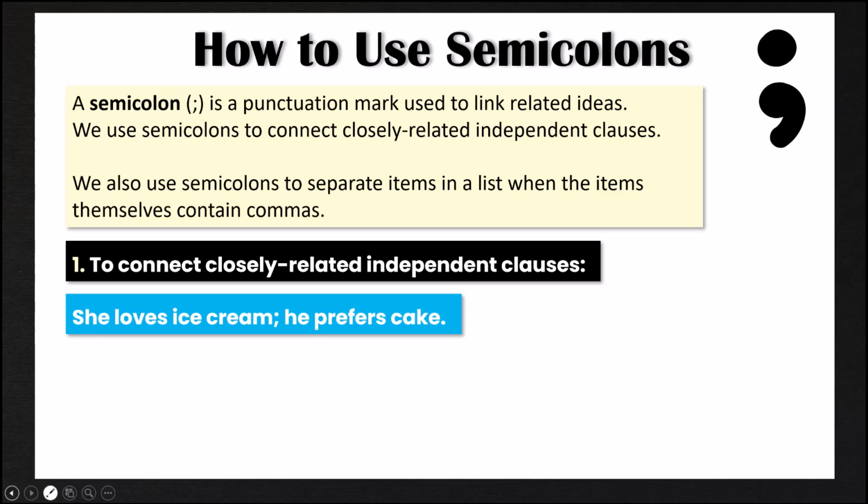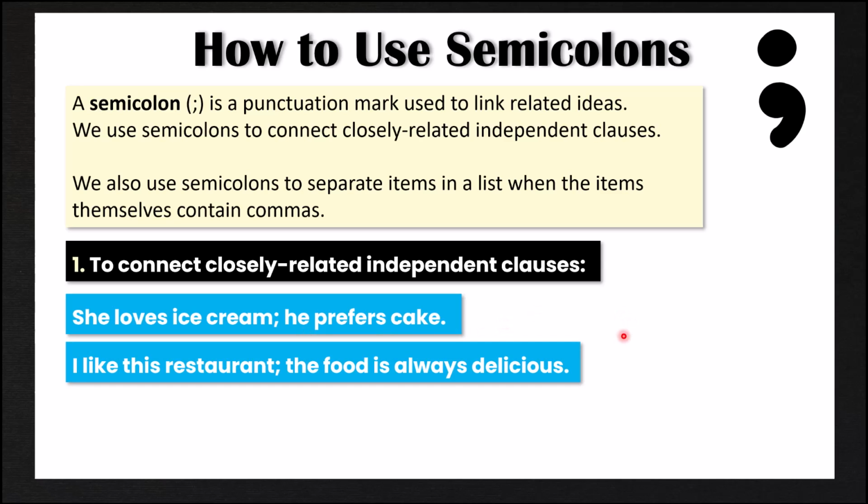For example, she loves ice cream; he prefers cake. Here we've connected these 2 short independent clauses with a semicolon. They're closely related. We're talking about this girl's preference and then this boy's preference for desserts. Notice that we do not capitalize "he." When we connect two independent clauses with a semicolon, we don't capitalize the beginning of the second clause unless it begins with a proper noun.